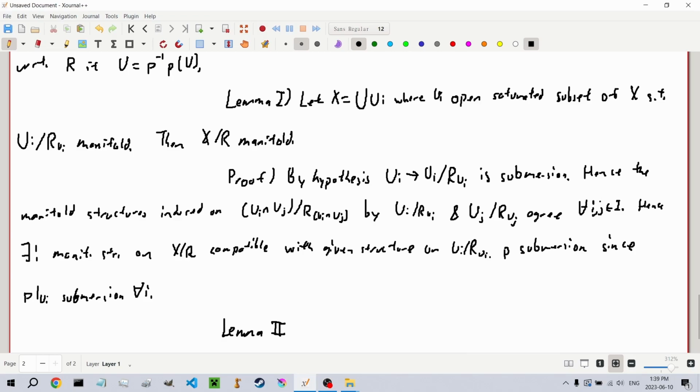So, second lemma. P is an open map. That is, U being open in X implies that P inverse of P of U is open in X.